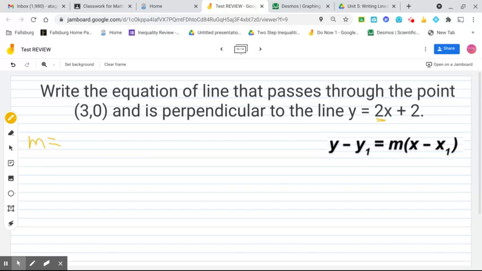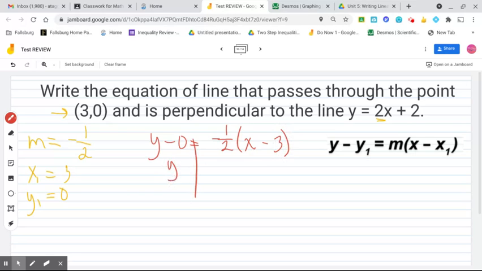And the reciprocal means we're going to flip the fraction. So 2 becomes 1 over 2, and it's negative. So we have negative 1/2. And then we have our x1 is 3, and our y1 is 0, and that again comes from this point here. So now we simply plug it into the formula. y minus y1, y stays the same, minus 0 equals m, which is negative 1/2, times x minus 3.